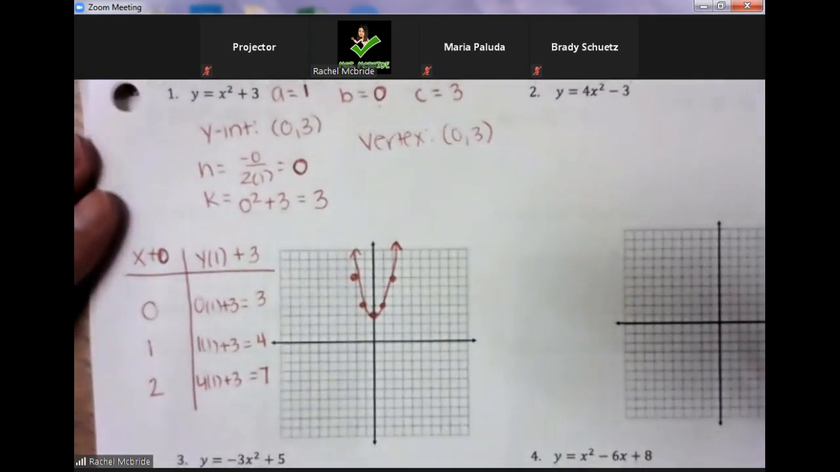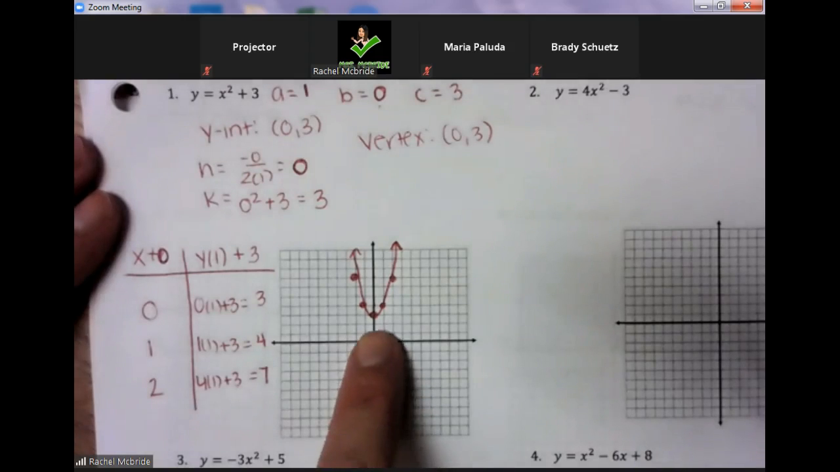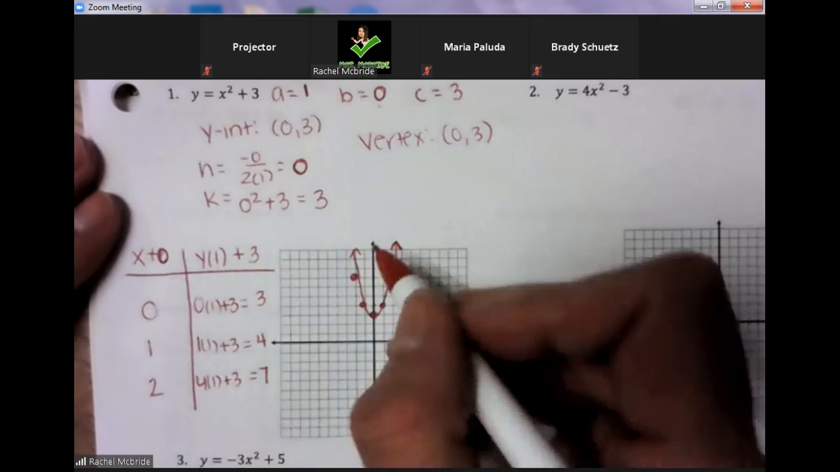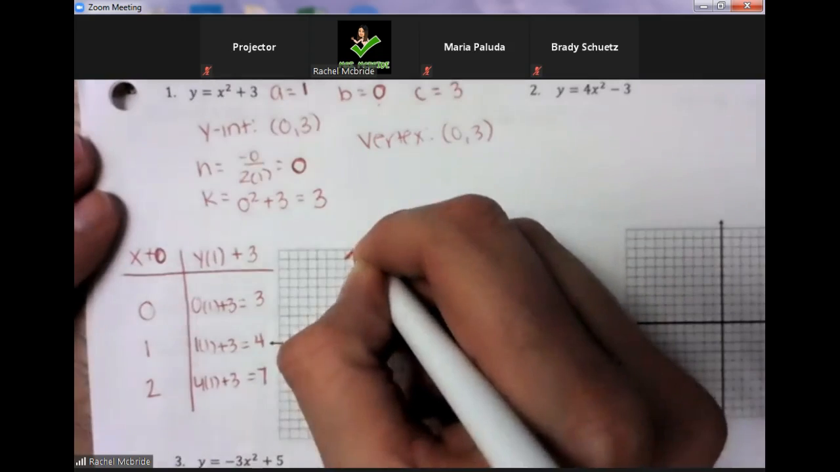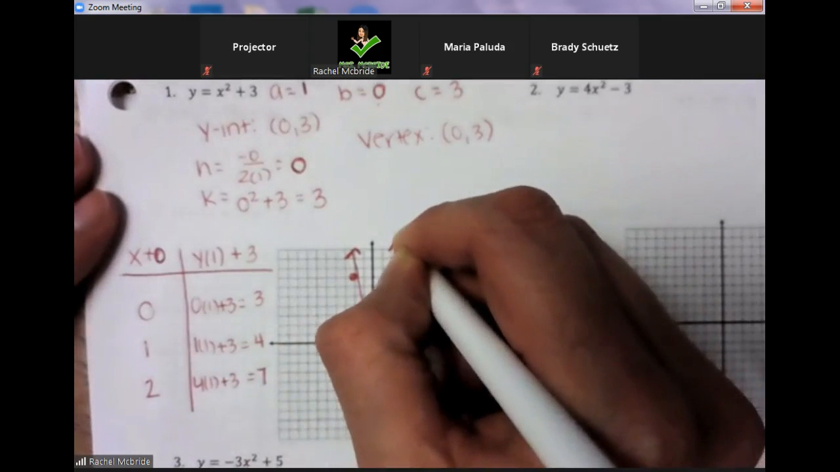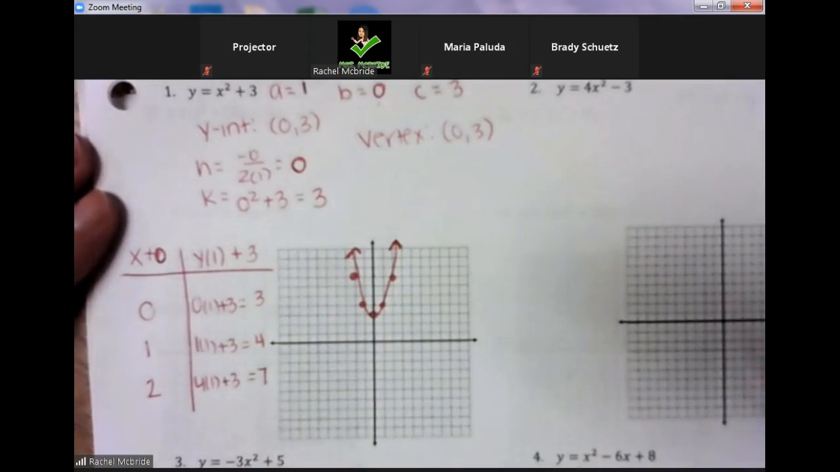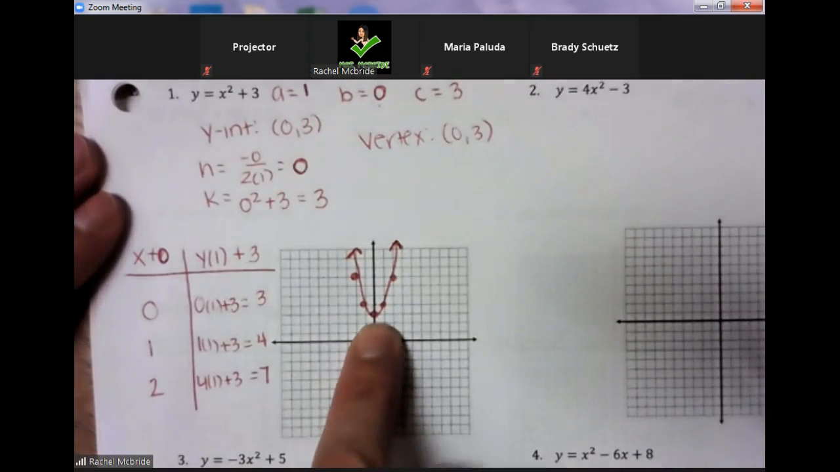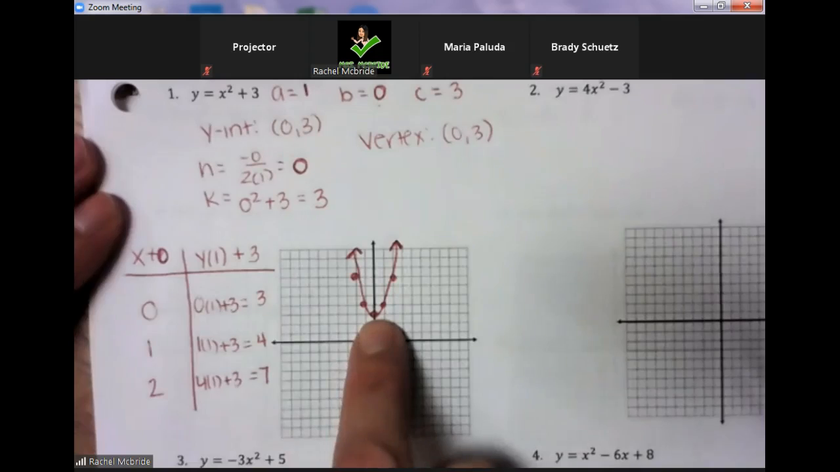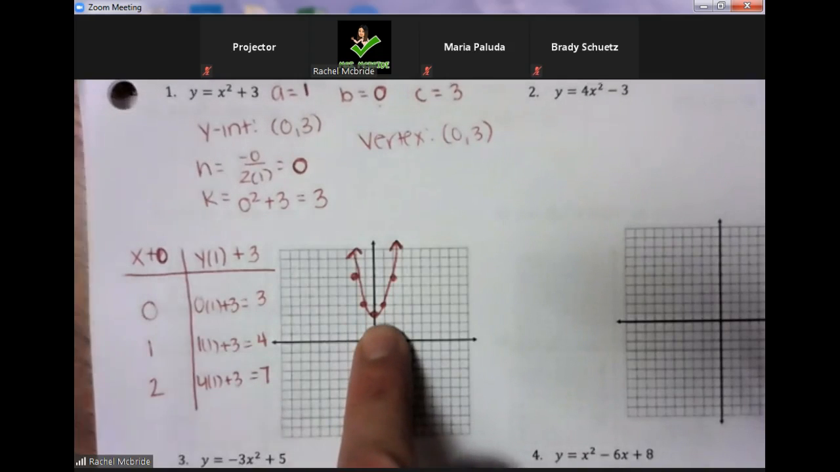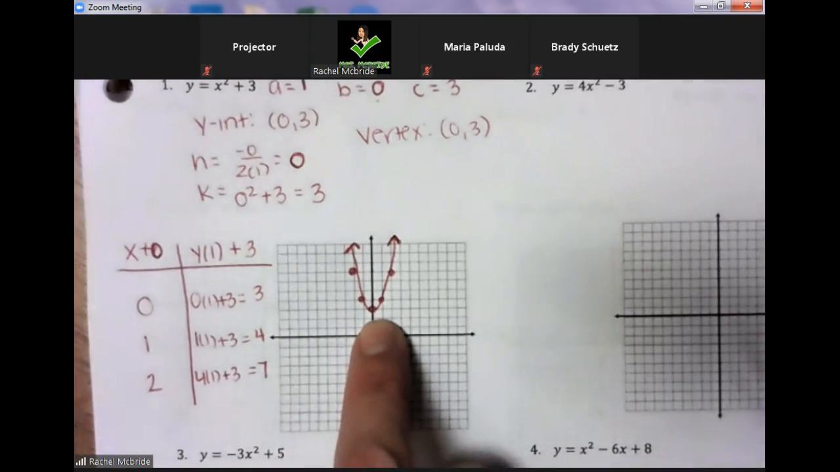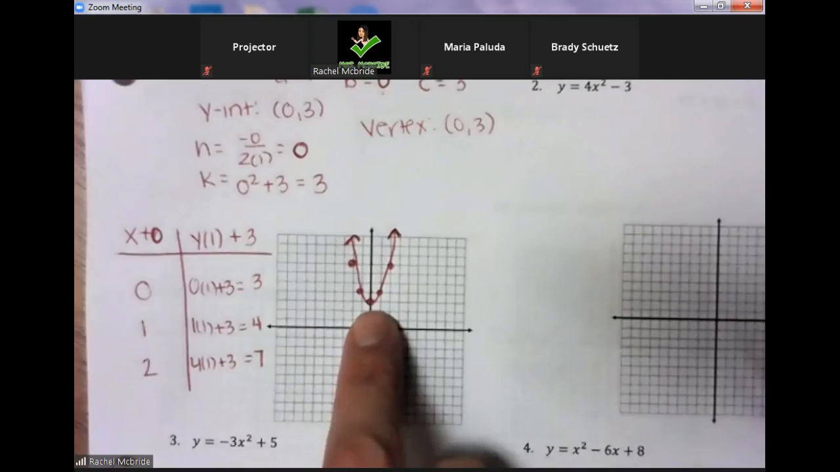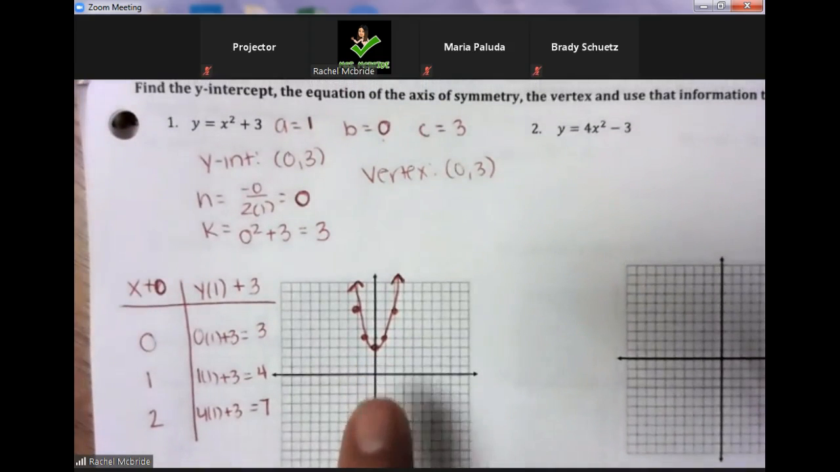So there's my quadratic. It's shifted up 3 units. Domain is all reals. Arrows are important. That implies this continues forever. And the range is y greater than or equal to 3. This is a min. And again, I know it doesn't ask you for all that, but that's just things that we will be talking about and moving towards as we continue these problems. Okay?